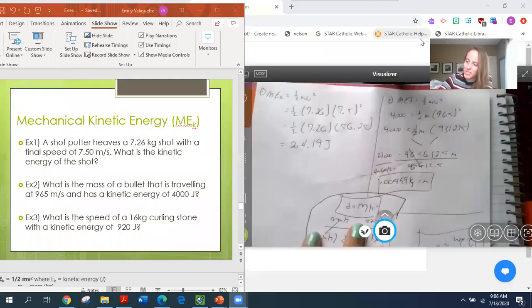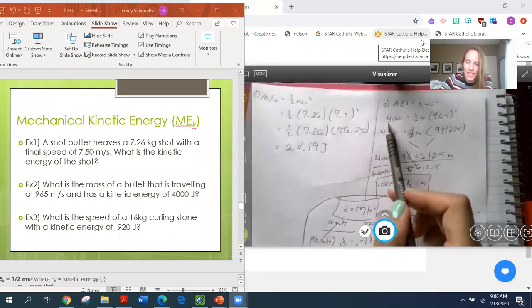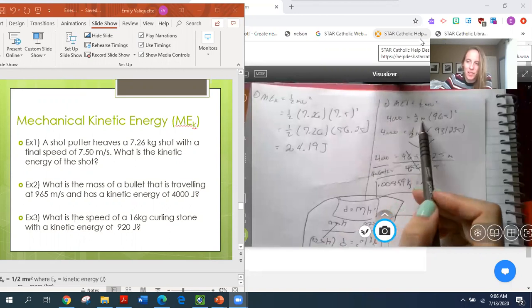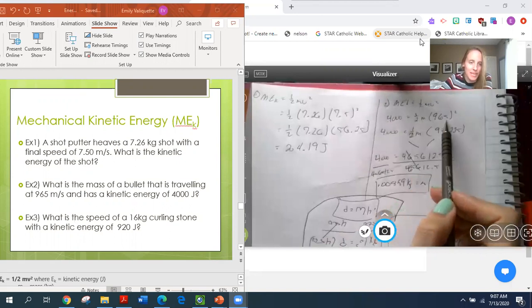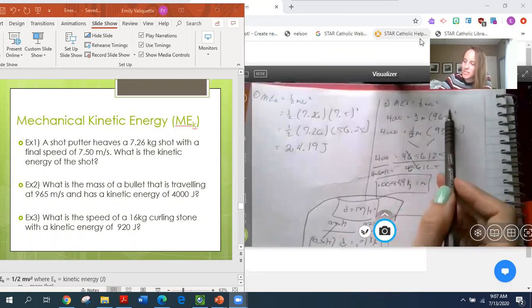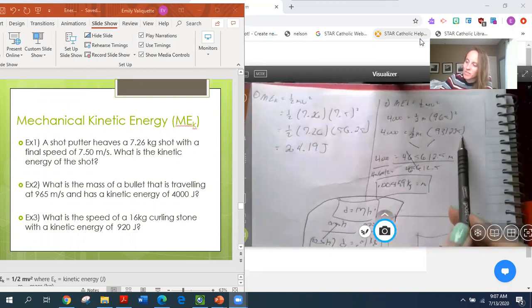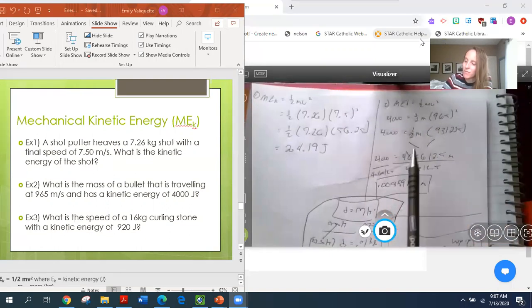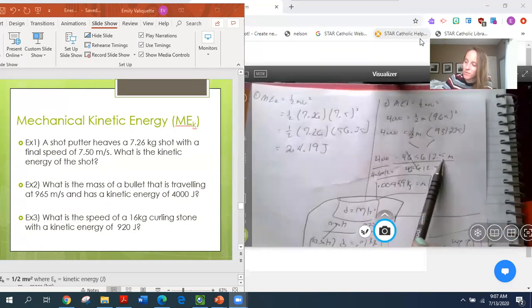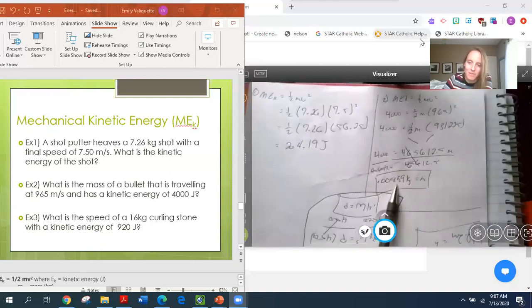Okay, so for question number 2, I'm going to plug in my joules where the kinetic energy is. I still have my half. My M is what I'll be looking for, and I plug in my speed of 965 squared. First step, according to BEDMAS, is to do the exponents. So my 965 squared is 931,225. Then I multiply that by the half to get 465612.5, and of course keep my M. And then to isolate M, I divide by that on both sides. I end up with 0.00859 kilograms as my mass.